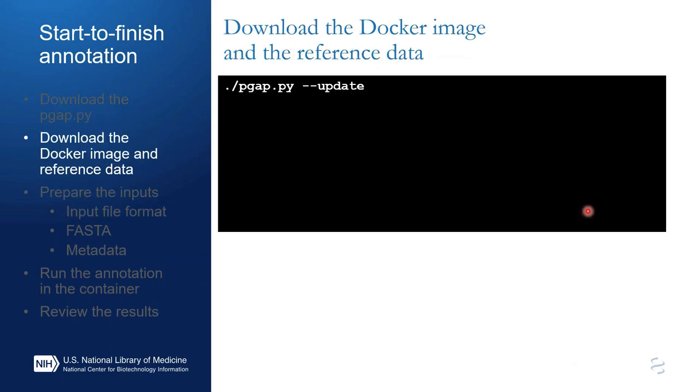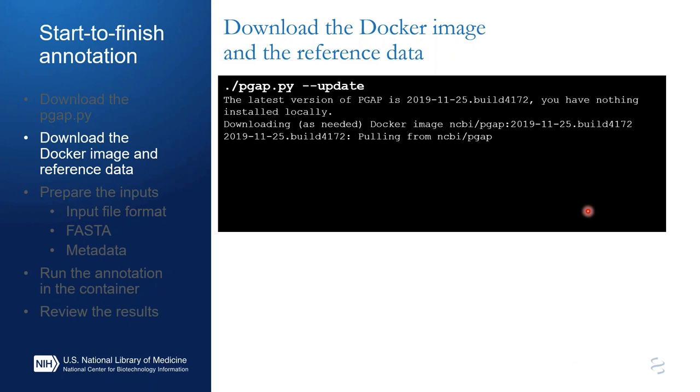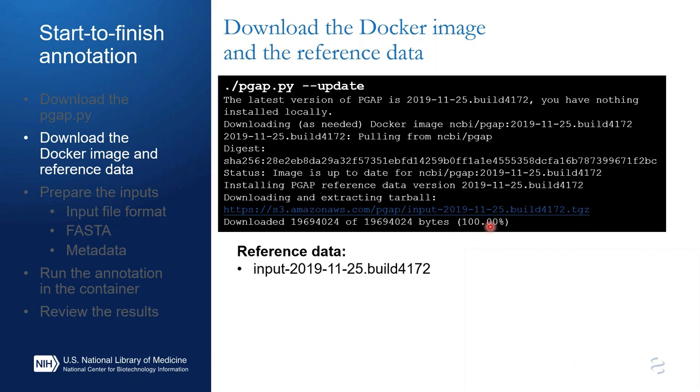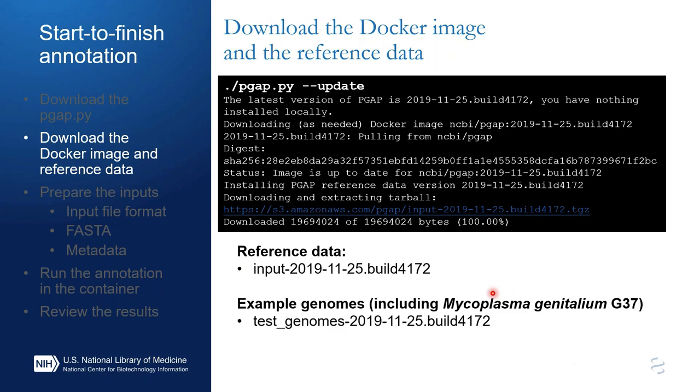The next step is to download the Docker image and the reference data. And for that, you use the script that you just downloaded, pgap.py with --update, and it will start downloading what you need: the Docker image and the reference data. It will also extract the tarball of reference data. And that will take several minutes. At the end, if it finishes successfully, you should have a message saying downloaded 100%. In the directory, you will notice the reference data. It's called input, and then the name of the release. It will also include some input data for an example genome.